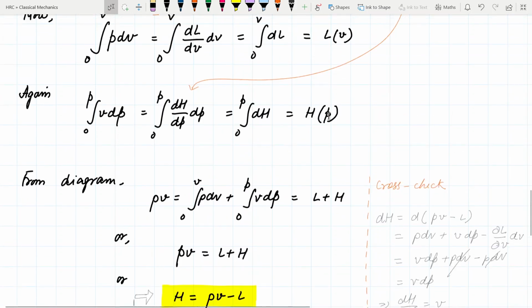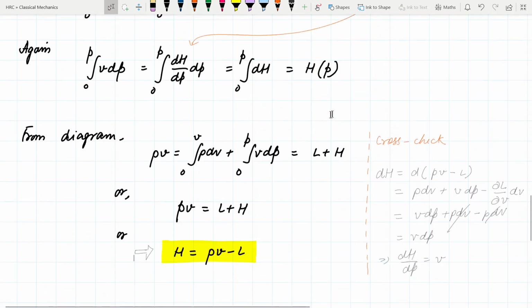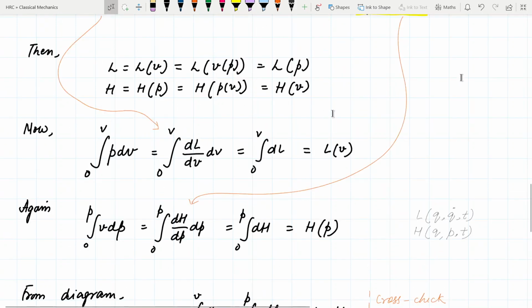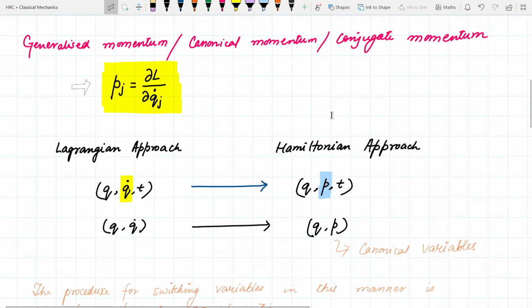But before I explain this, let me write down the equation, because L is a function of Q, Q dot and T. H is a function of Q, P and T. Okay, going back to here, L is a function of Q, Q dot and T, and that H is a function of Q, P and T.